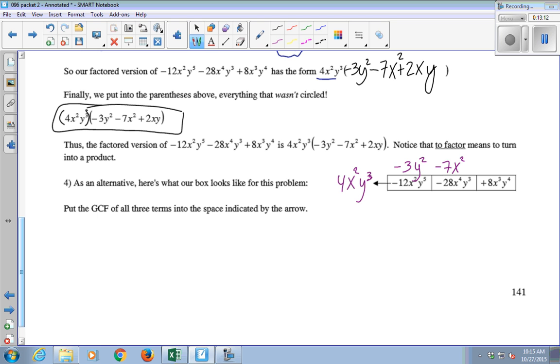All right, what do I multiply 4 by to make 8? 2. What do I multiply x squared by to make x cubed? X, yeah, x to the 1st, I think is what you're thinking of. And what do I multiply y cubed by to make y to the 4th? Y. So there's another way to come up with the factored form.